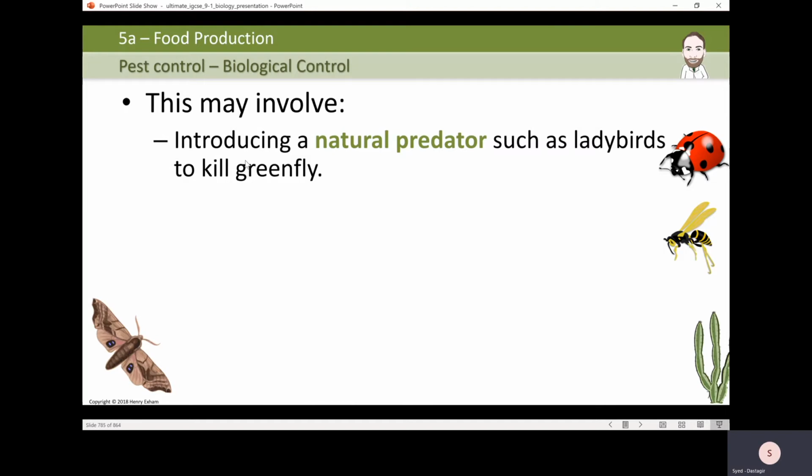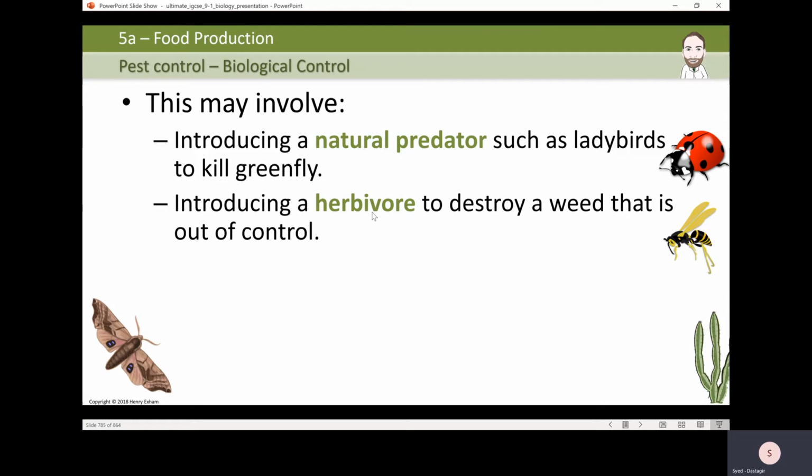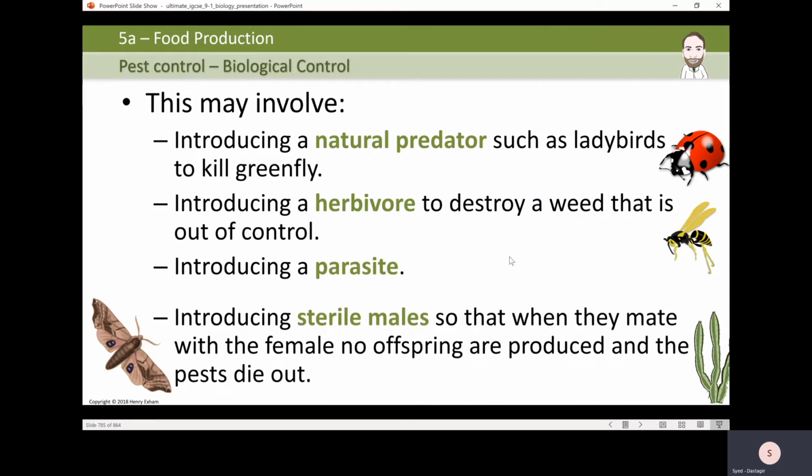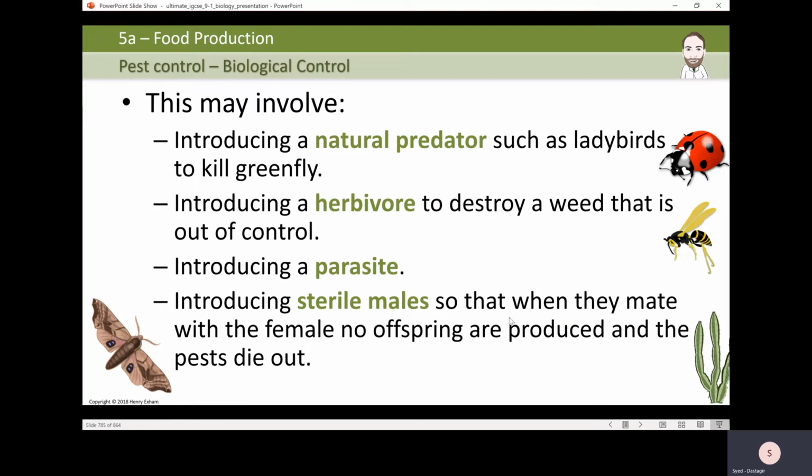This may involve a natural predator, for example, ladybirds killing green flies. It may be a herbivore to destroy a weed, so something that only eats that type of weed. A parasite or sterile males, so that when they mate, the females have no more offspring. So eventually the pests die out. Sterile means they cannot reproduce.